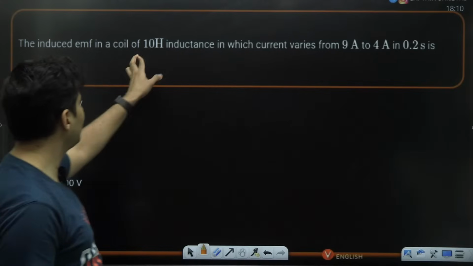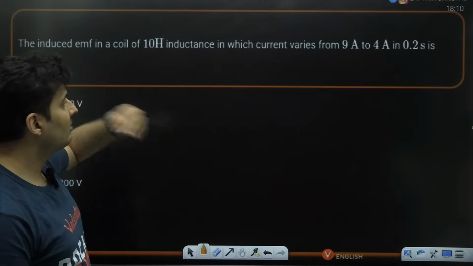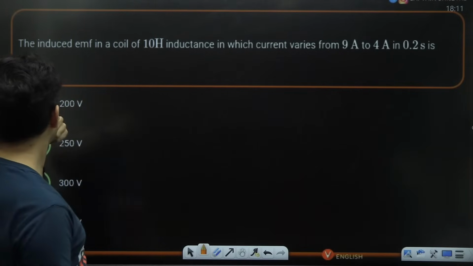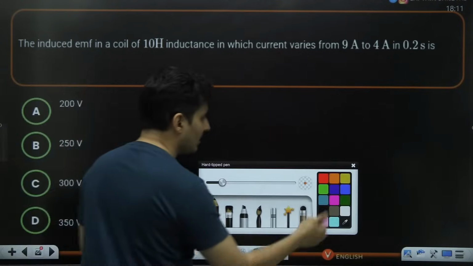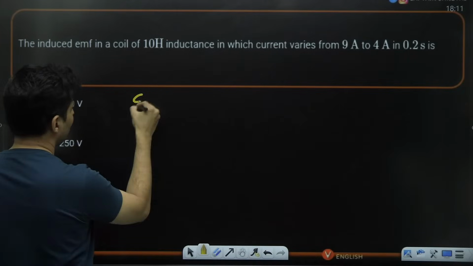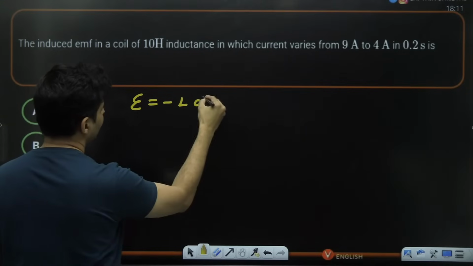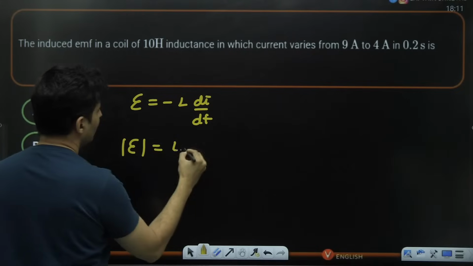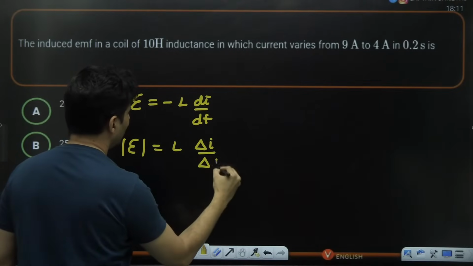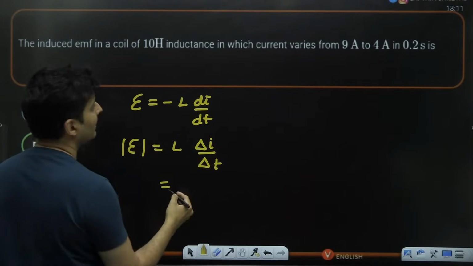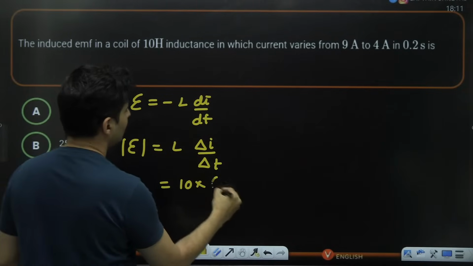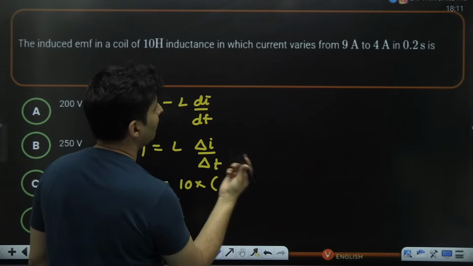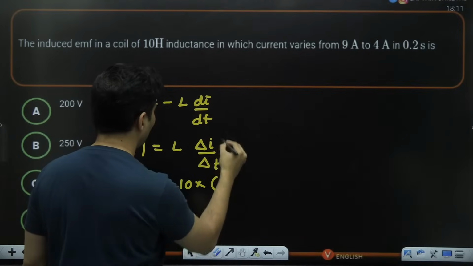The induced EMF in some inductor changes from this to this in 0.2 second. So what is the EMF? Oh, directly they have asked the EMF. I mean, like this formula, minus L di by dt. I'm just interested in the magnitude. So it will be L, total change in the current upon total time. So inductance, how much? 10. Change in the current, directly go 9 amperes to 4 amperes. Just take the mod value.